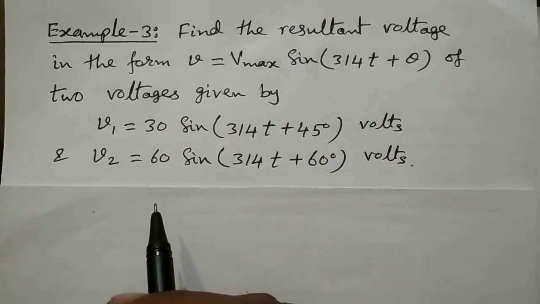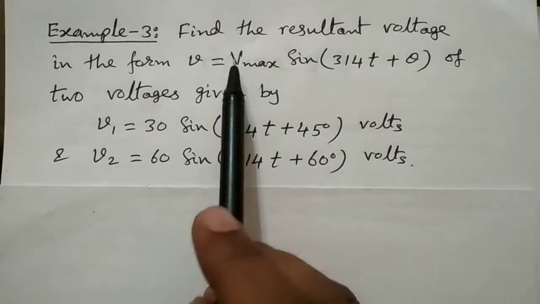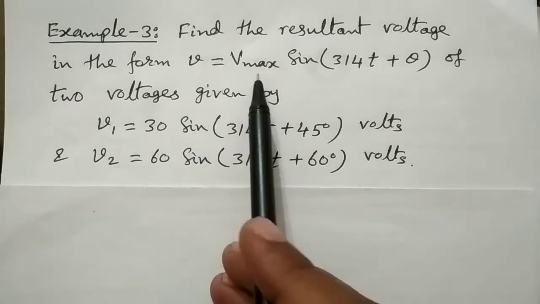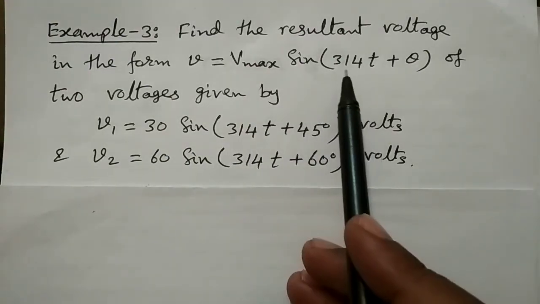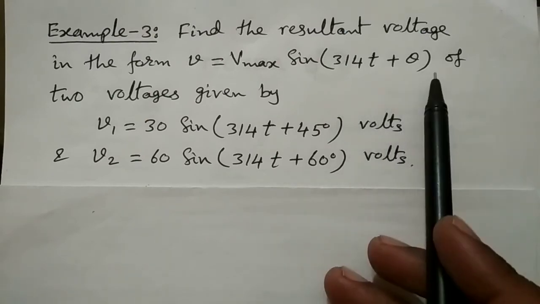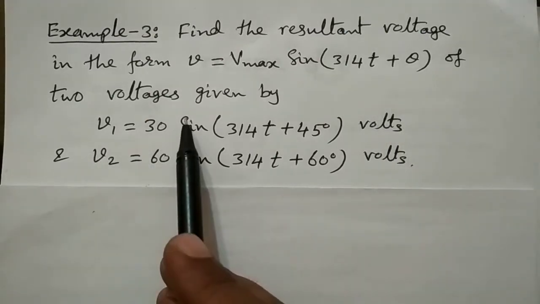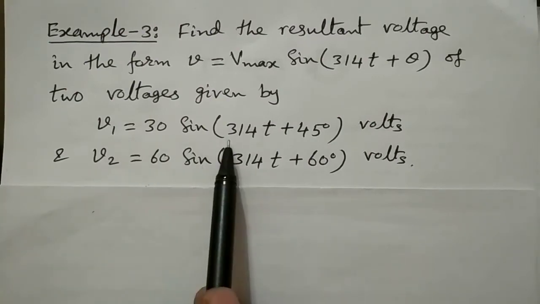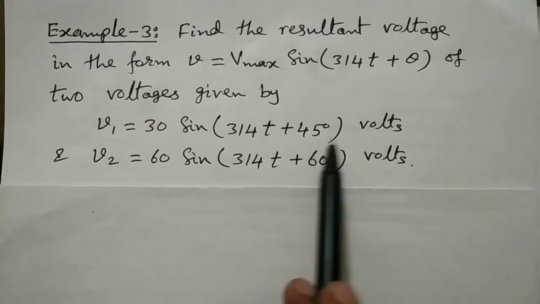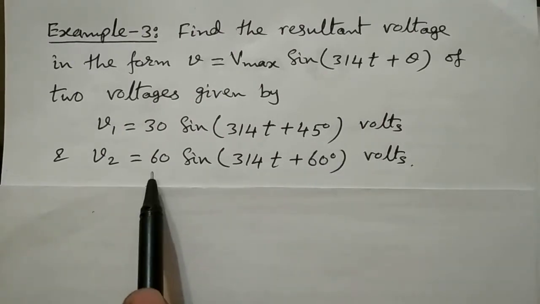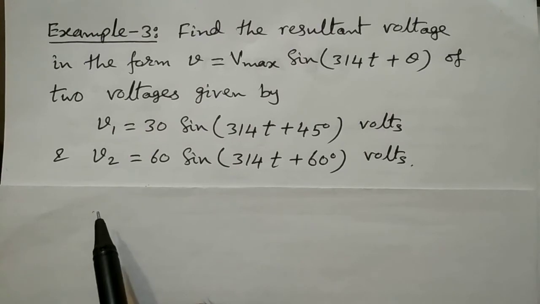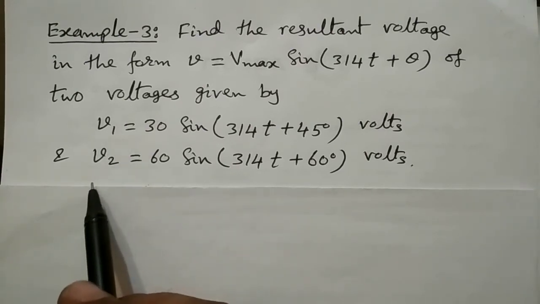Here is some practice question. In the first practice question, find the resultant voltage in the form of V equal to Vmax sin(314t plus theta) of two voltages given by V1 equal to 30 sin(314t plus 45 degree) and V2 equal to 60 sin(314t plus 60 degree). So basically we have to find the resultant of these two voltages.